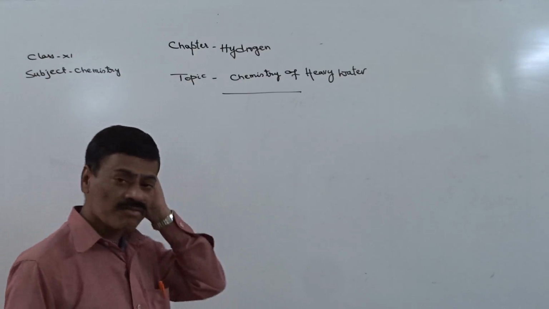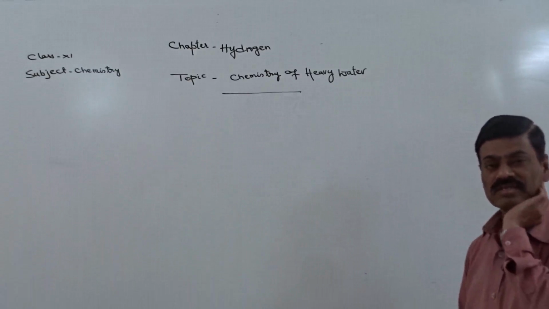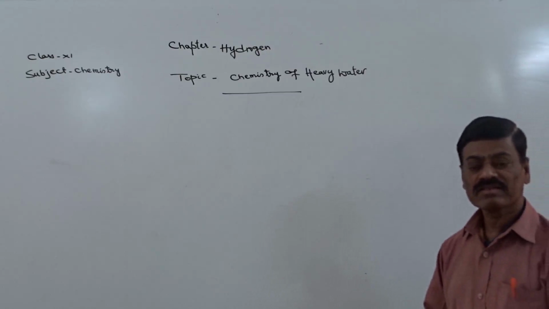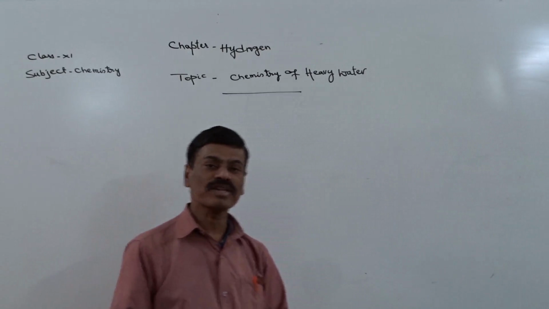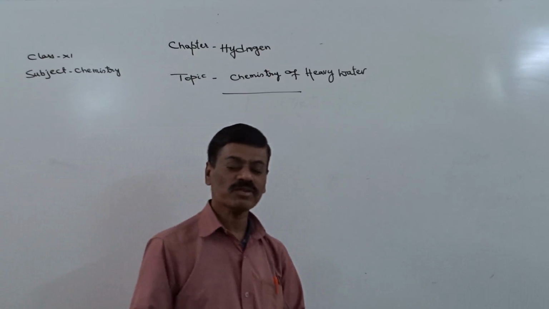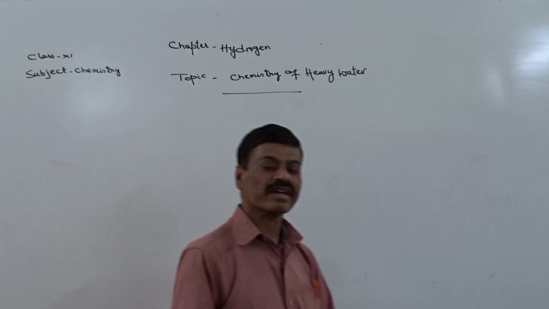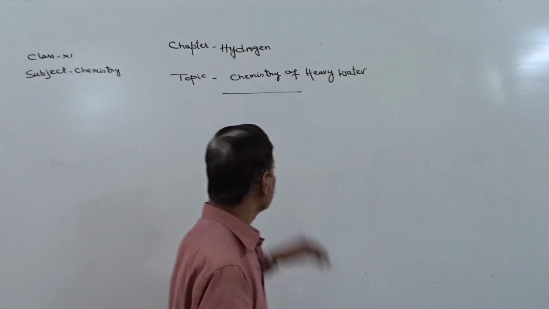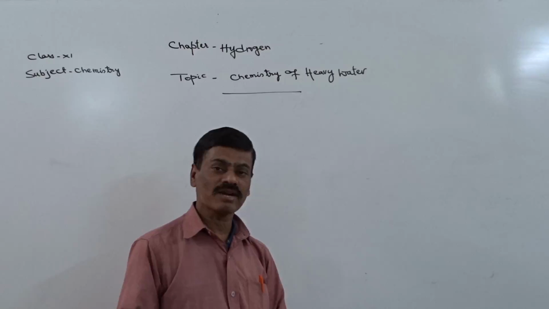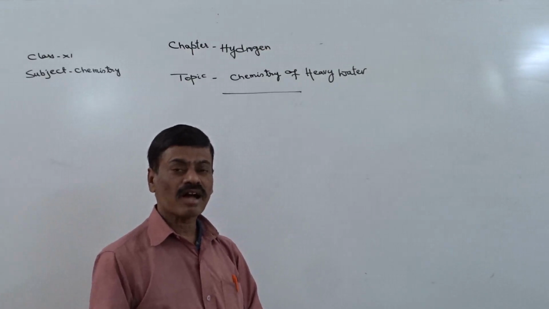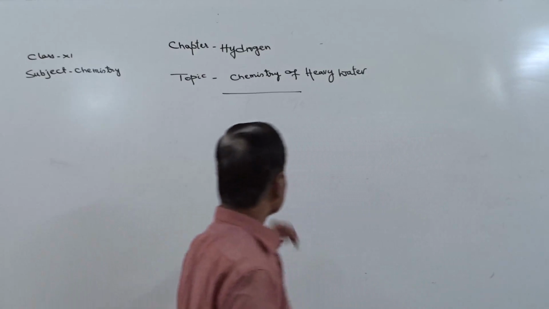That is chemistry of heavy water. Hydrogen has three isotopes. One is protium, second one heavy hydrogen or deuterium, and third isotope is tritium. Of course, that is radioactive element. Now, our focus is on the second isotope of hydrogen, that is deuterium, right? And heavy water means di-deuterium oxide. Its composition is D2O.